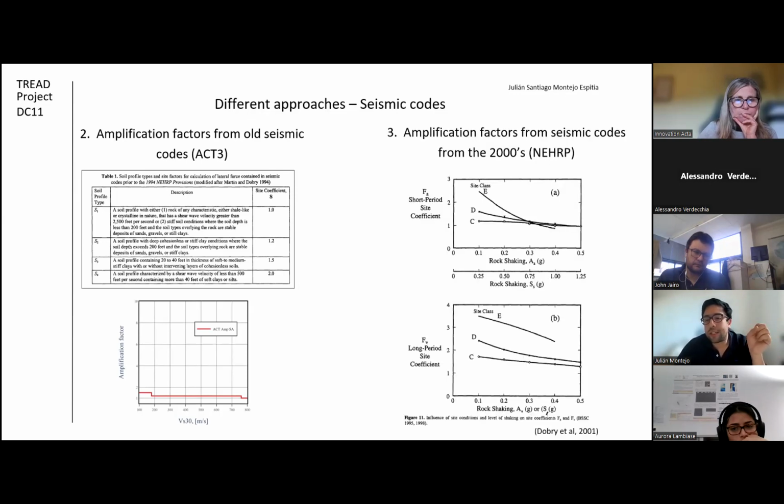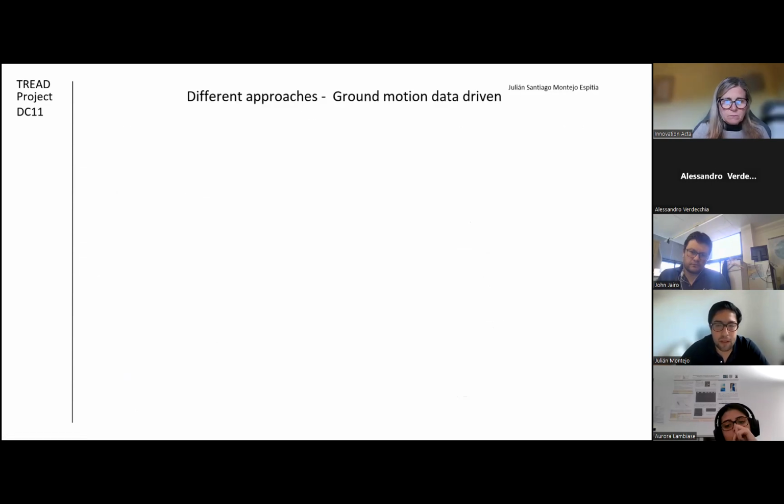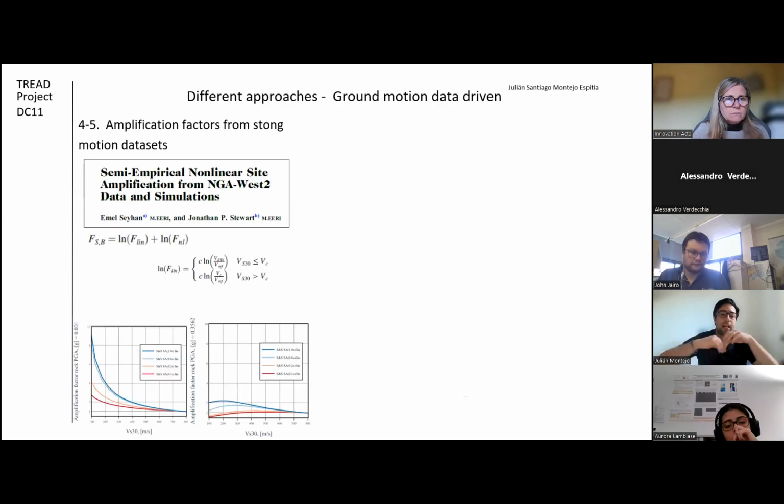And we are also using the amplification factors from the classical codes from the 2000s. In this case, we have factors that are a little bit more complex, with soil categories based on Vs30. And as we can see, these factors consider the nonlinear behavior of the soil. So for different levels of shaking, the soil has nonlinear behavior and in some cases decreases the value of the amplification.